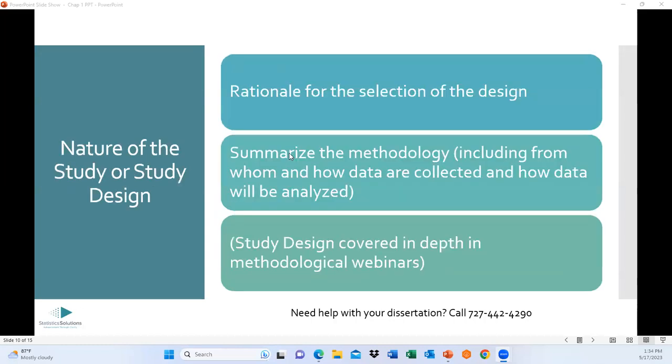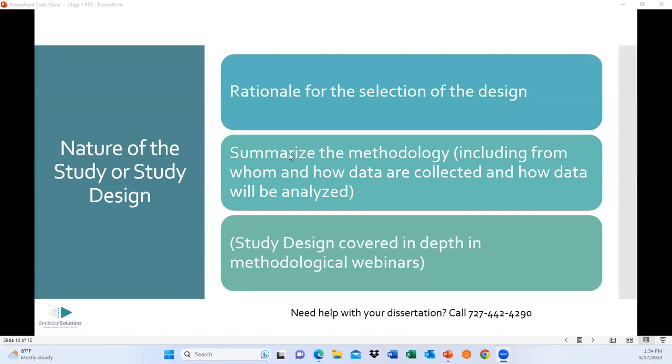Okay, nature of the study. Again, this isn't a methods webinar, so we're not going to talk much about this, but if you're interested in developing research questions and developing these kinds of methods sections, we do offer methods webinars. So check our webinar schedule on that.